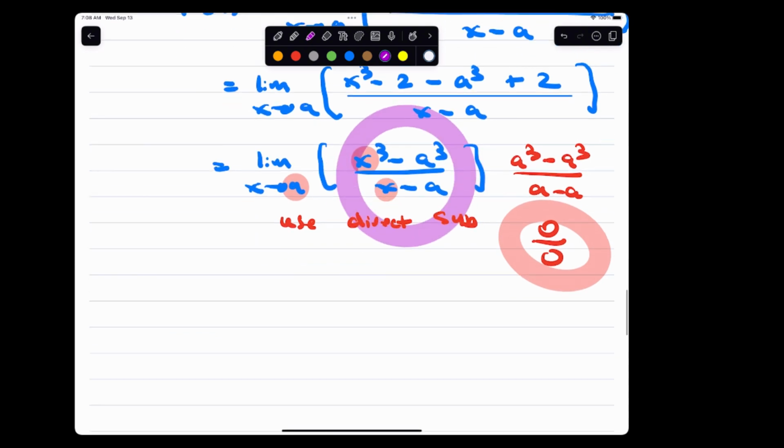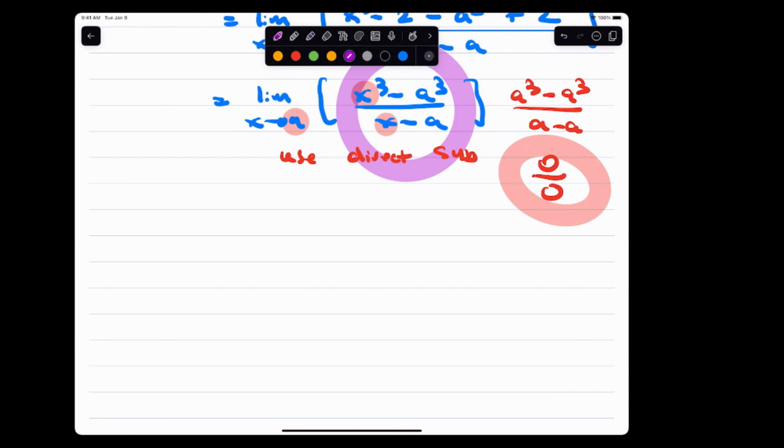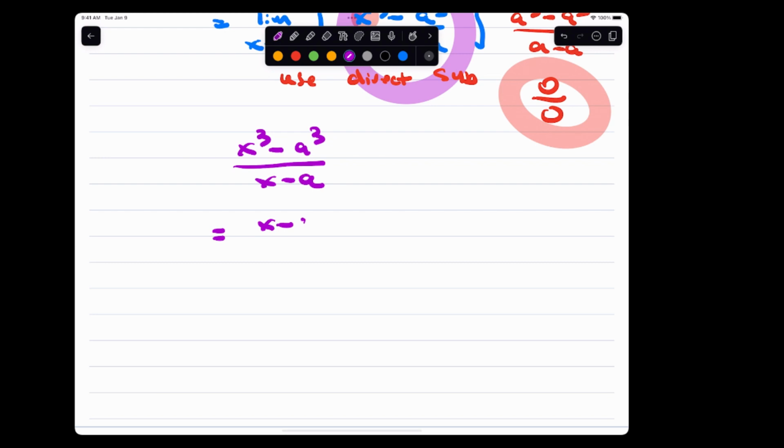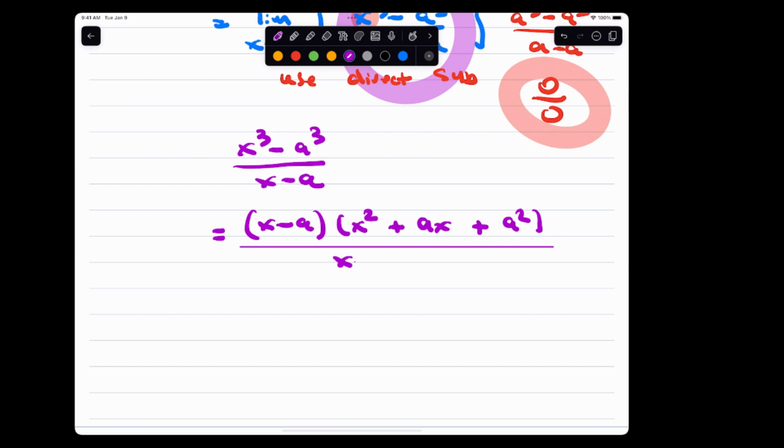The algebra, always. And then you might say, well, how does that algebra look? Well, it depends on what you have. For example, you've got x cubed minus a cubed over x minus a. What do you do? You factor. How do you factor that numerator? It's the difference of perfect cubes. Is that true? Okay, so factor it out: x minus a times x squared plus ax plus a squared, and then this is over x minus a.